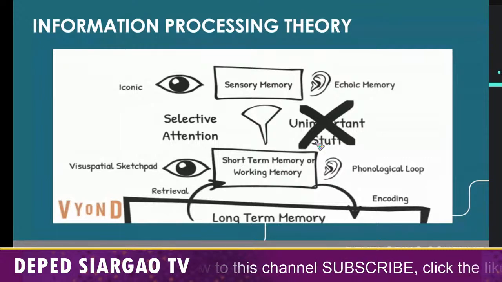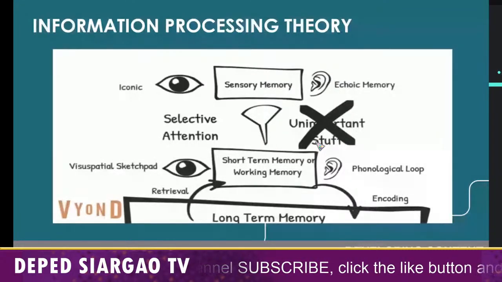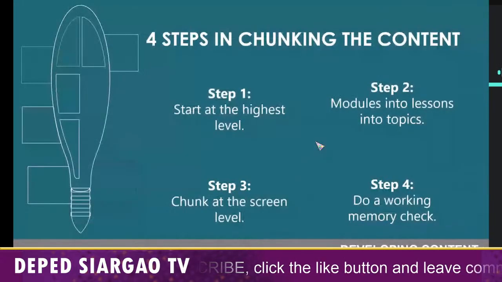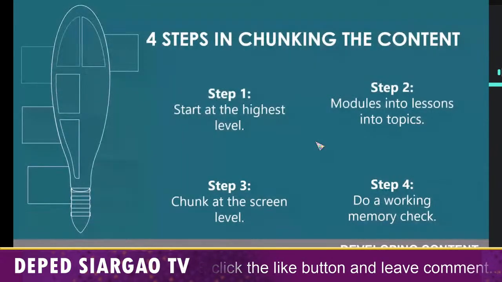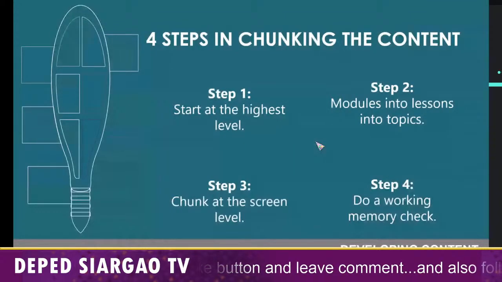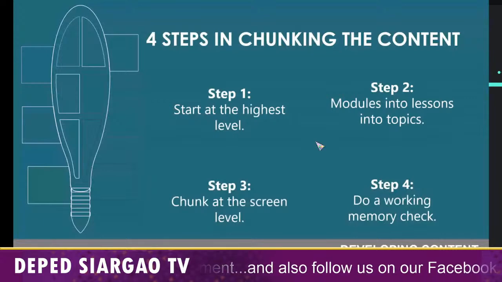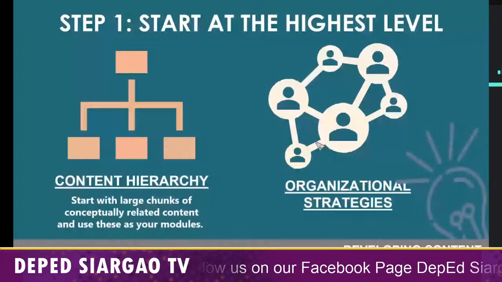content para natin. So here are 4 steps in chunking the content. Number 1 is start at the highest level. Step 2, chunk modules into lessons into topics. And then step 3, chunk at the screen level. And step 4, do a review.